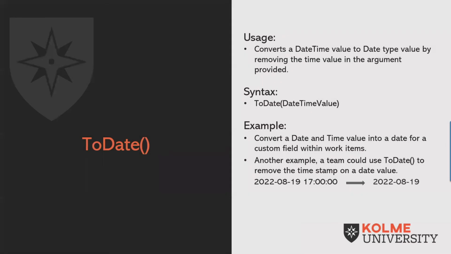Exactly. So here you will see the syntax for ToDate, which is pretty straightforward. Like we mentioned earlier, it converts a date time value to a date type value. Today, I have an example to show you how to use ToDate to remove the timestamp on a date value on a notification masthead. Let's take a look in Clarizen. Awesome. I'm excited to see this in action.